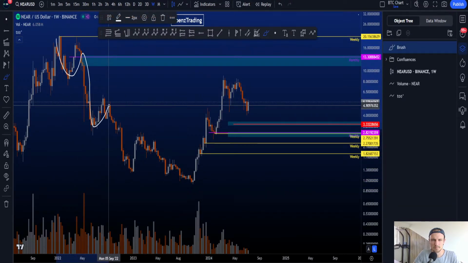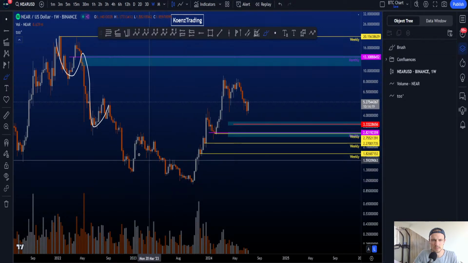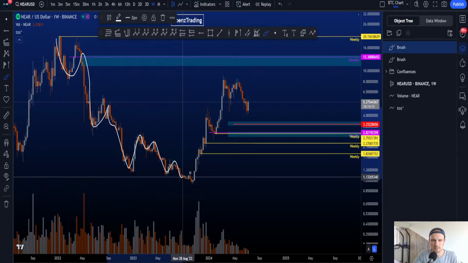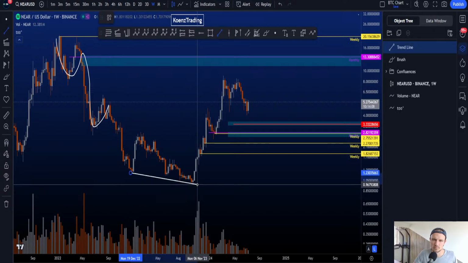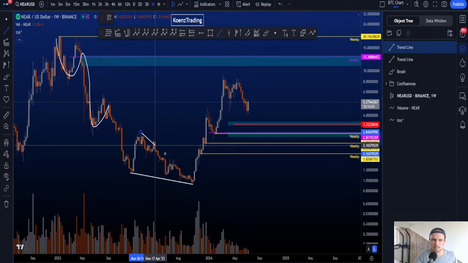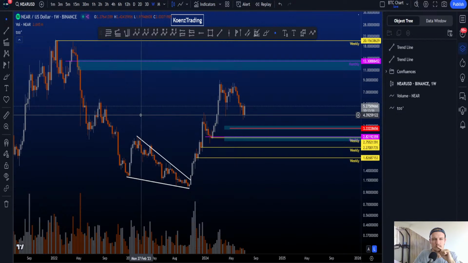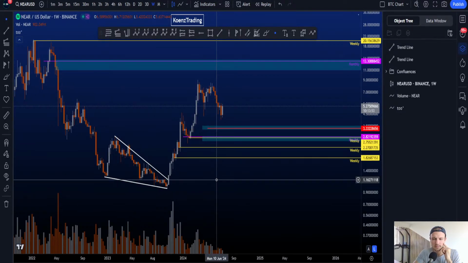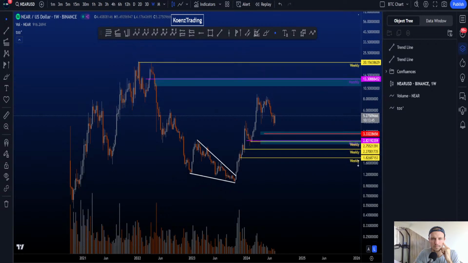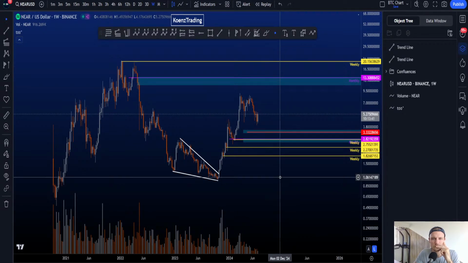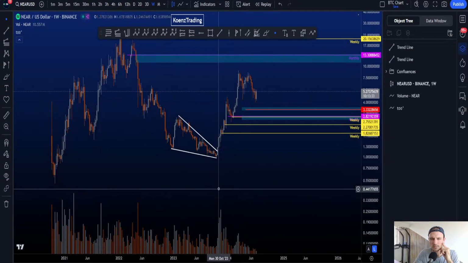1, 2, 3, 4. 1, 2, 3, 4, 5. A, B, C, A, C, A, B, C. Of course, that is your bearish scenario, would be an impulsive move to the downside. If you go below this low, I think you're going to be looking for all-time lows.